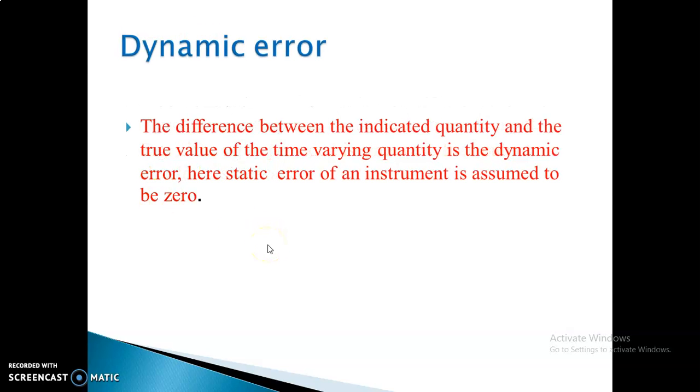Next one is dynamic error. Dynamic error is nothing but the difference between the indicated quantity and the true value of the time varying quantity. So before getting into the instrument, you should calculate the measured value as well as the true value. After getting the true value and the measured value, you have to calculate the error. That is what is called dynamic error.